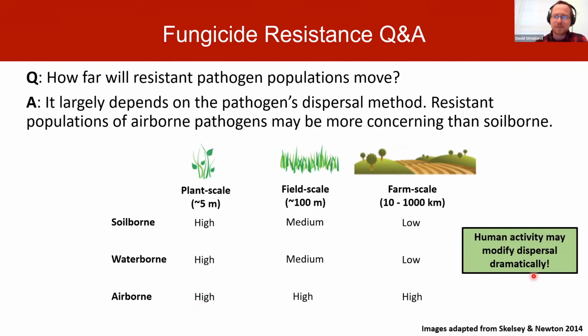I will make a point here that human activity is going to modify dispersal dramatically. So for example, a soil-borne pathogen that you normally wouldn't care about beyond the plant scale could be an issue at the farm scale if you're not sanitizing your tractor after driving through a field that has a historical prevalence of soil-borne pathogens. Or with waterborne pathogens, say you've got irrigation lines that you're not cleaning out that have been infected, and then you're moving that equipment from site to site. You're just taking the pathogen with it. So keep that in mind when it comes to resistance, right? These are the vectors by which a fungicide resistant population might be able to move around.